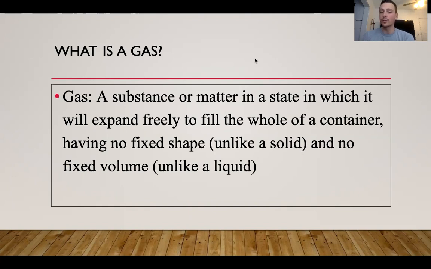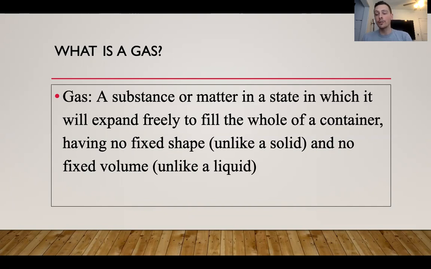So just as a quick refresher, a gas is a substance or matter in a state in which it will expand freely to fill the whole container, having no fixed shape, like a solid, and no fixed volume, like a liquid. So solids are defined as having a set shape to them, right? No matter what container they're in, they're going to stay in that shape, have the same mass, the same volume. Liquids don't necessarily have the same shape. They can change their shape depending on what sort of container you put them in. However, the volume that they take up or the amount of space remains the same.